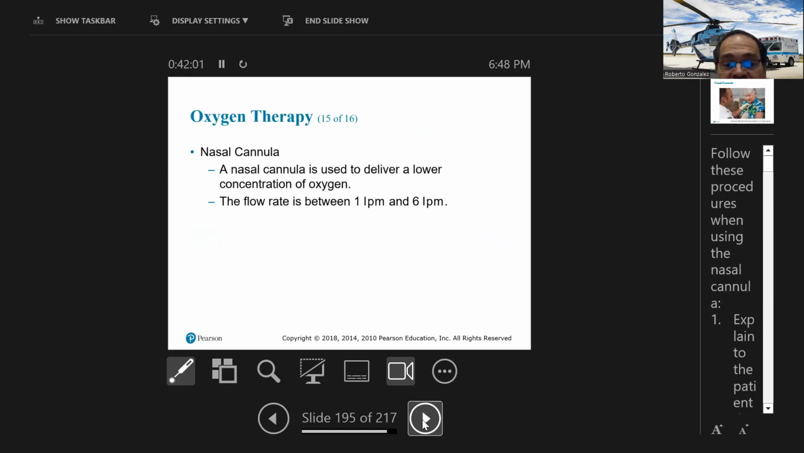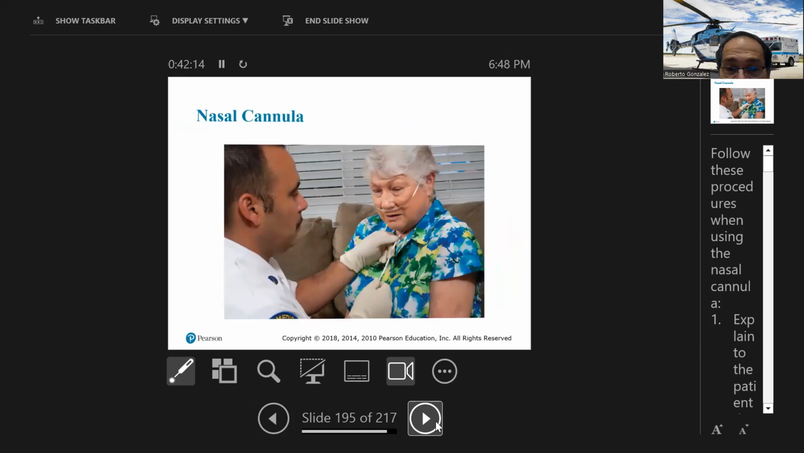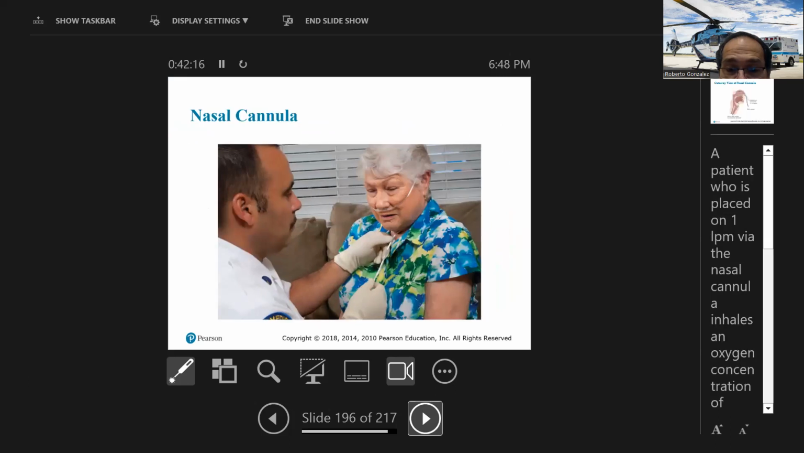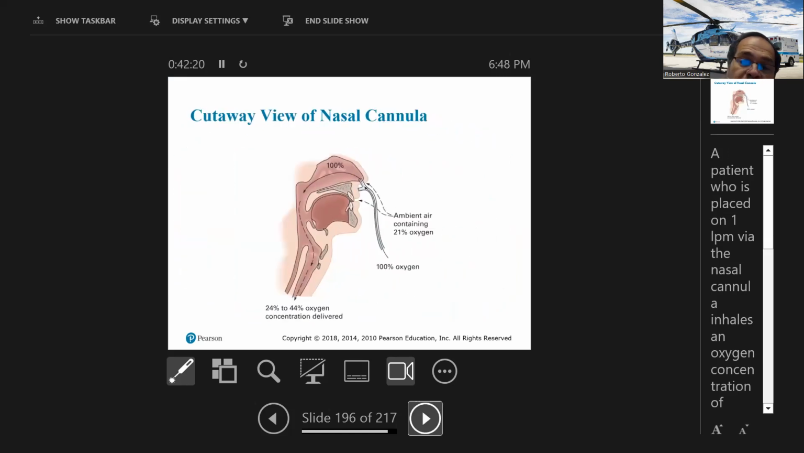Okay. Nasal cannula. A nasal cannula is used to deliver lower concentrations of oxygen. The flow rate is usually 1 liter per minute to 6 liters per minute, max 6. The nasal cannula basically is just two little tubes that go inside your nostril, but it's actually being mixed up with ambient air. And if you're mouth breathing, then you're lowering the concentration.